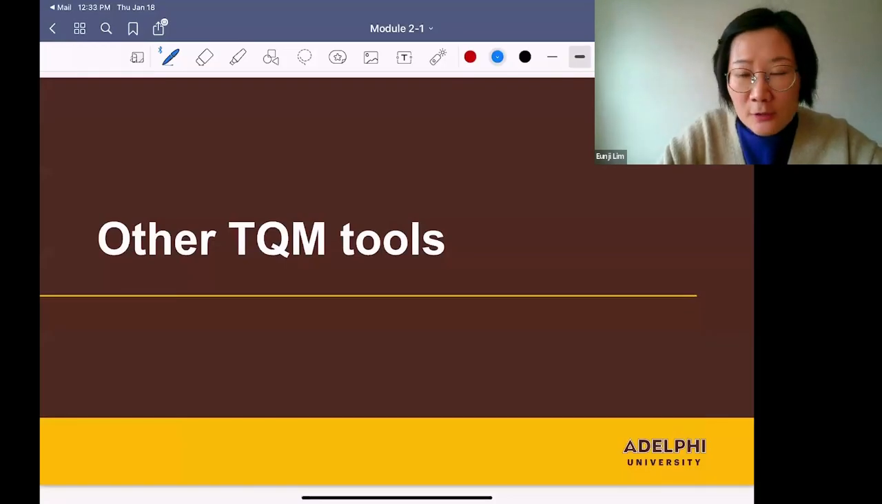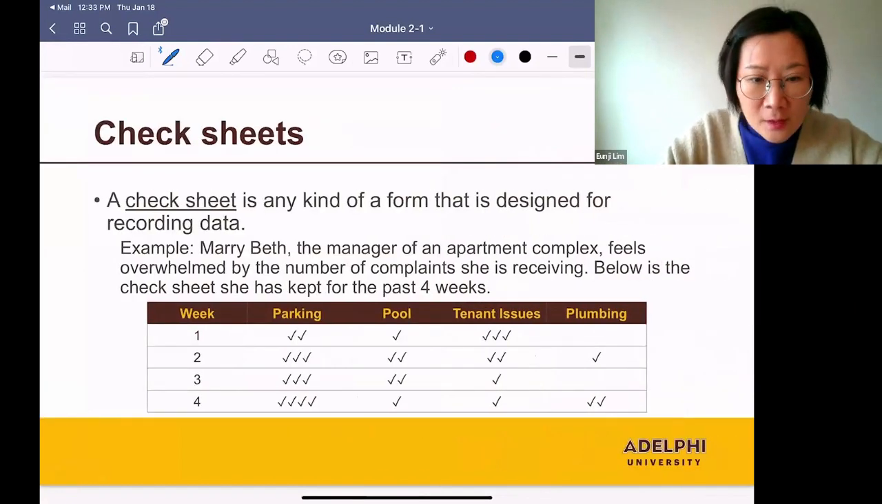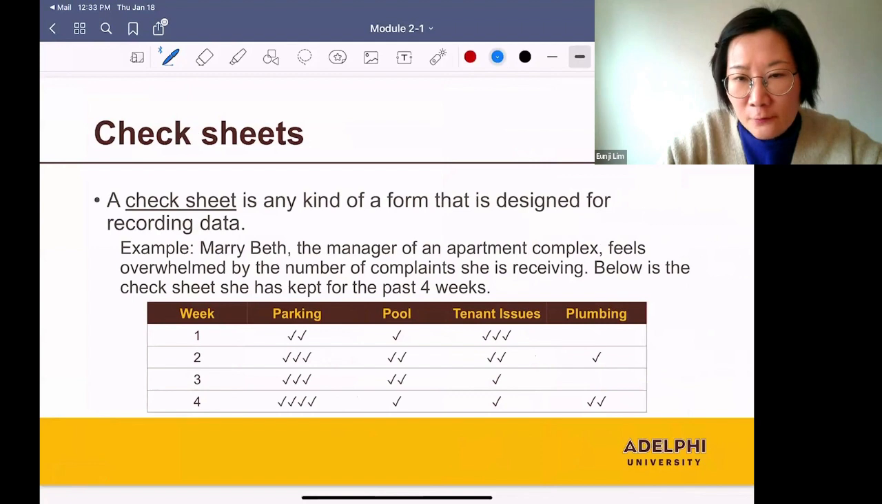Now let's talk about other TQM tools. The first one is check sheets. A check sheet is any kind of form that's designed for recording data.